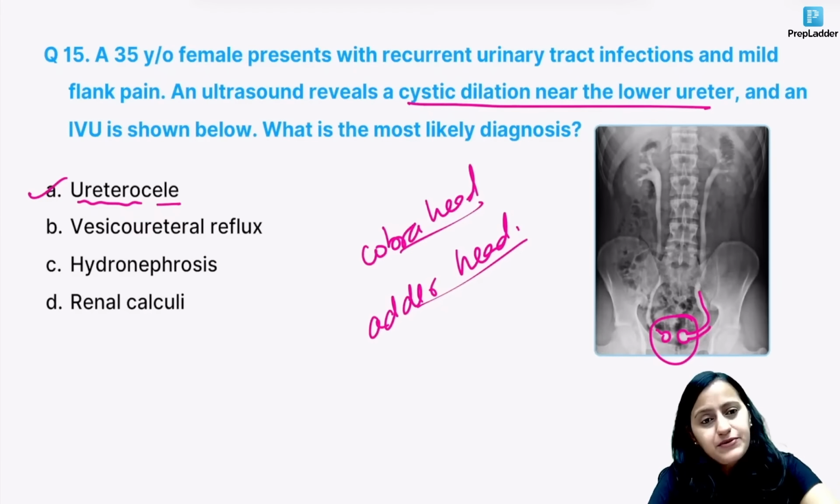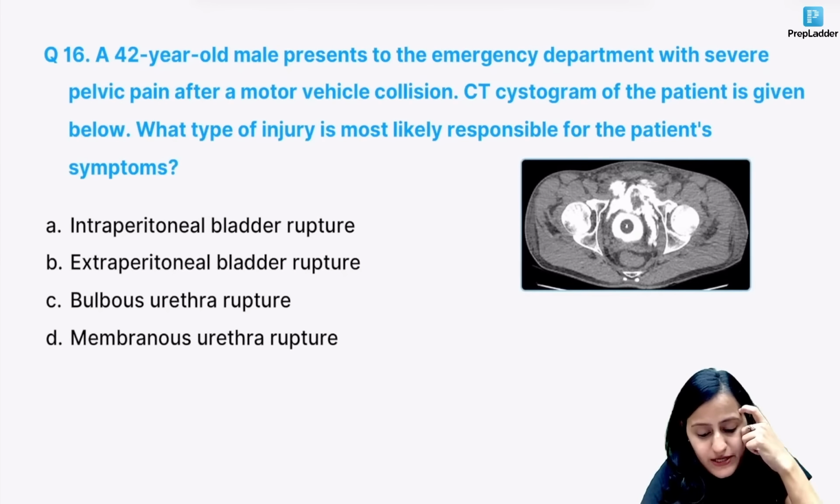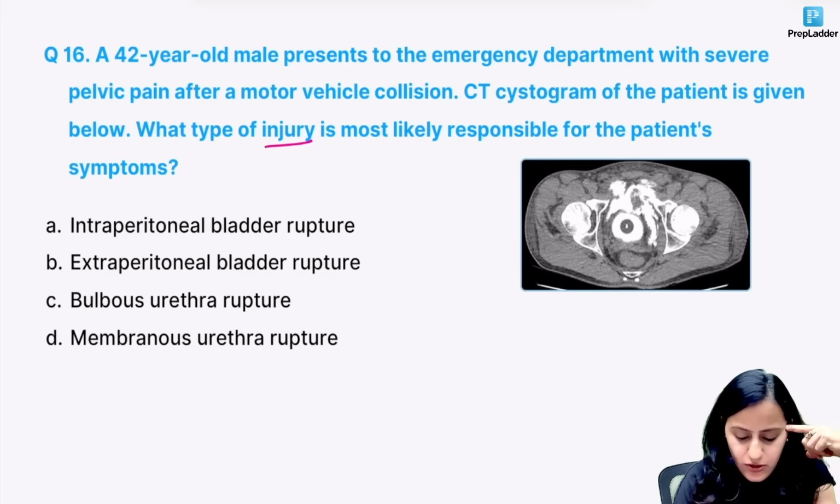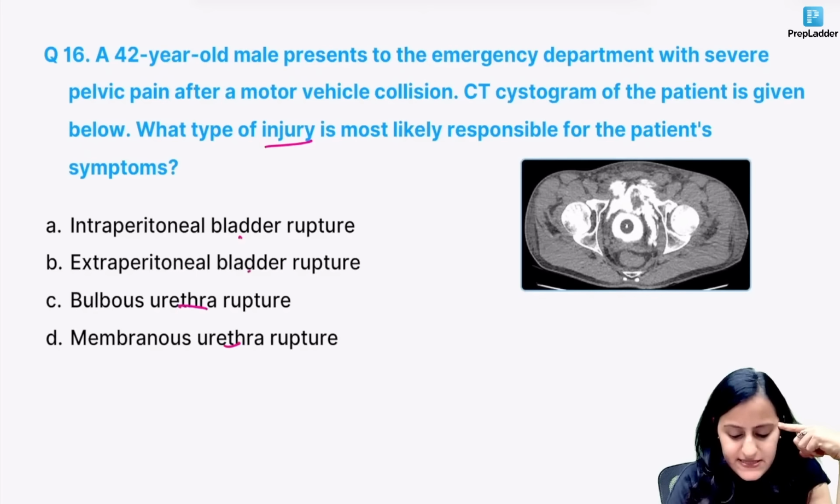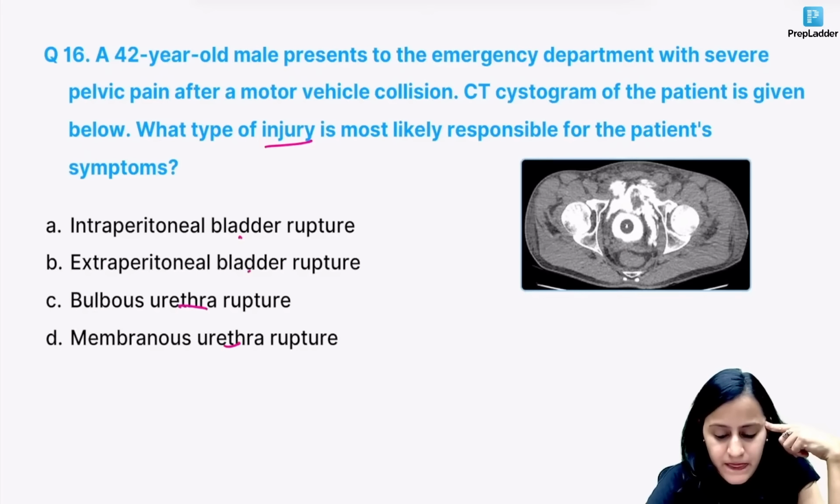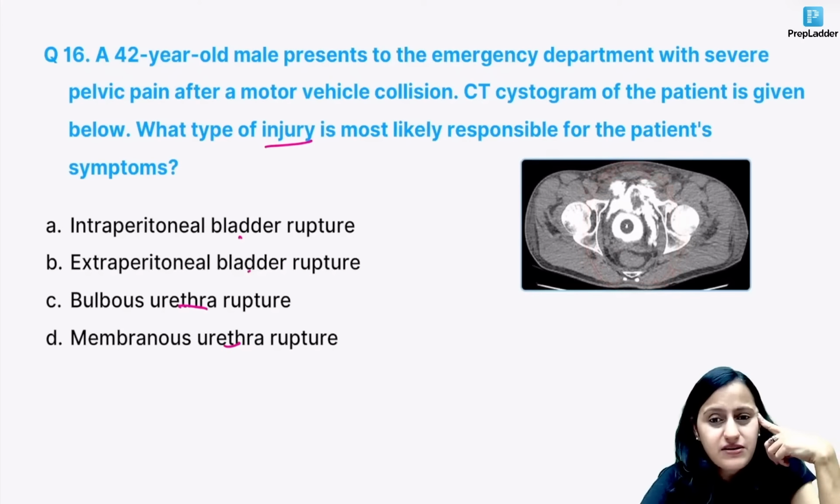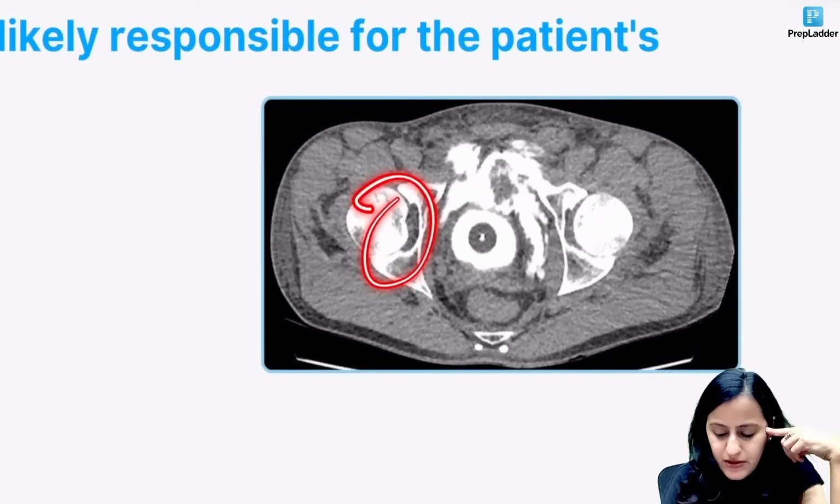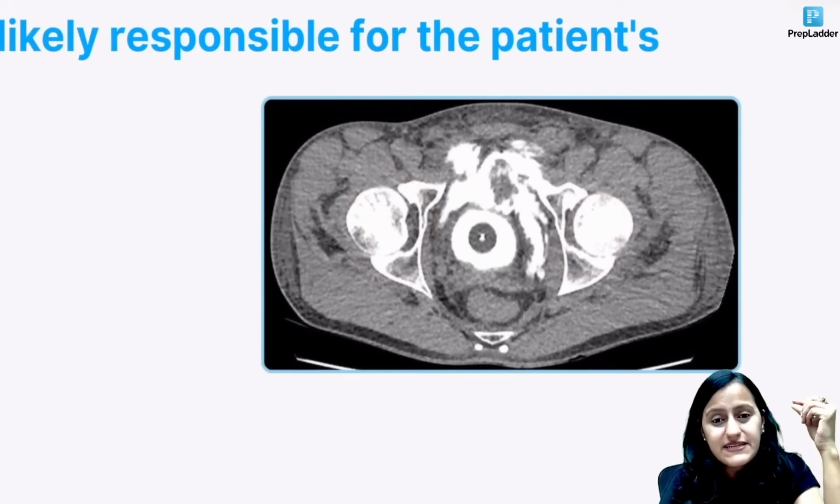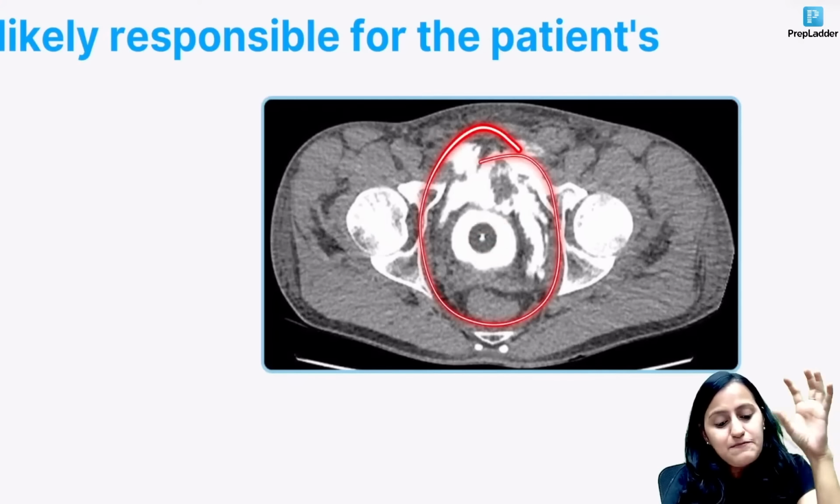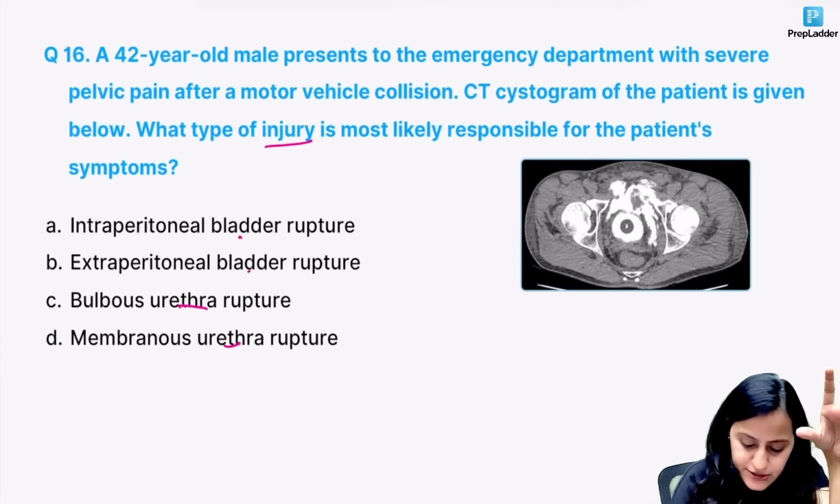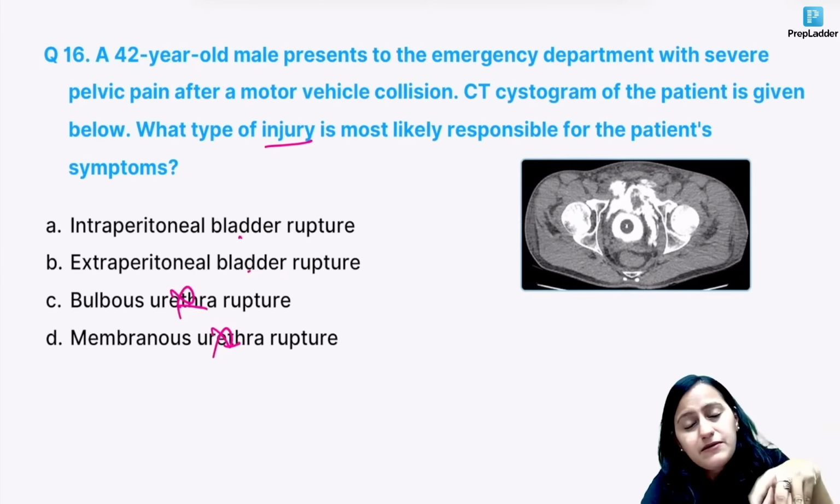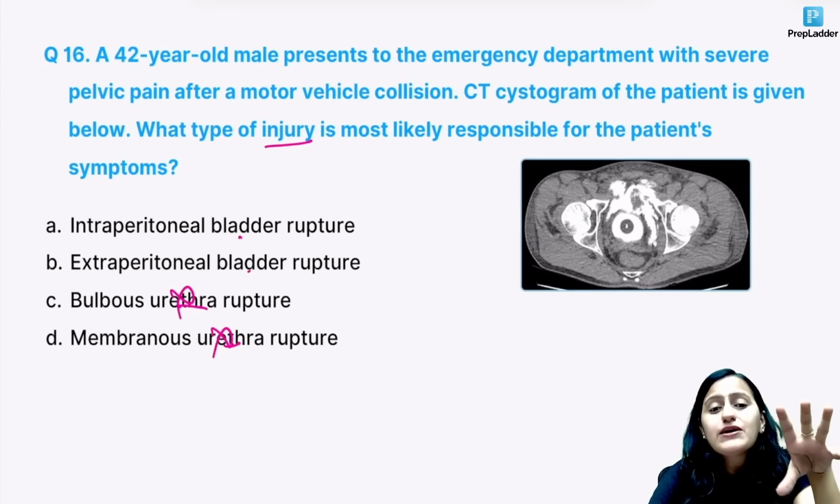Easy, right? Next one. What type of injury is most likely? Look at the options. Is it urethra rupture? Is it bladder rupture? First of all, you are not seeing the urethra here. This is a CT scan with the white bones, the pelvic area CT scan. There is this Foley's bulb that you are seeing there. So this is the bladder part. So definitely this is not urethra rupture that we are talking about. It is bladder rupture.